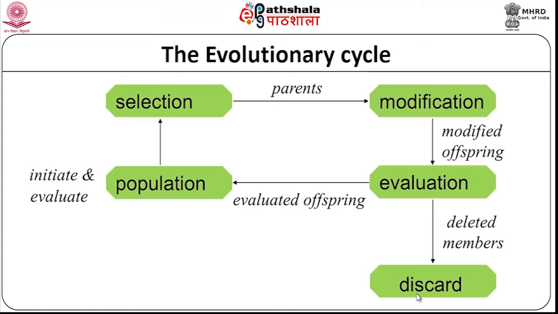So, this is the evolutionary cycle. What you do, you select, we have not gone into the details, you select the parents, select the good ones, do some modification, create children. From the children you take only those children that are fit or are good and put it back into the evolutionary cycle, otherwise you discard them. That is the evolutionary cycle.